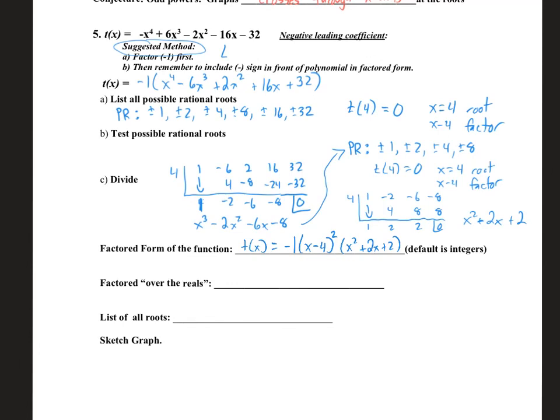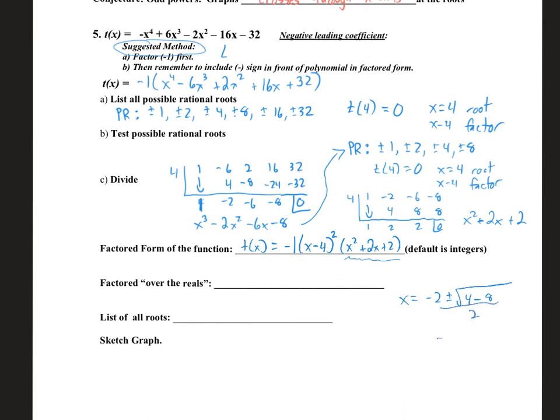Every value there is an integer value. Okay, so from here, I want to factor over the reals. Well, notice how we have two other roots that come from this quadratic. This can't be factored, so we have to use the quadratic formula. So let's do that. For AC, that's 4 times 2, which is 8.